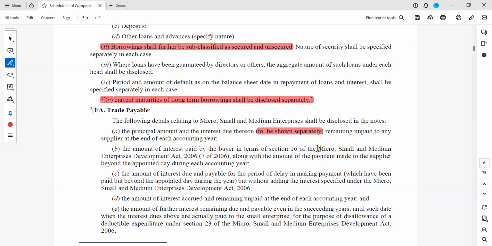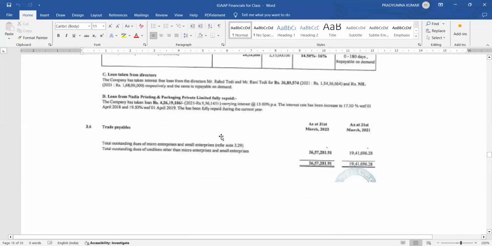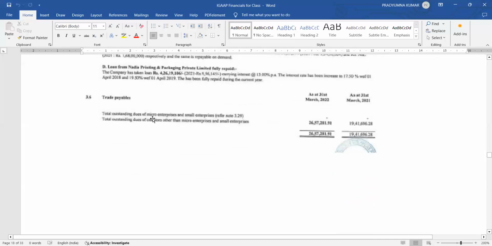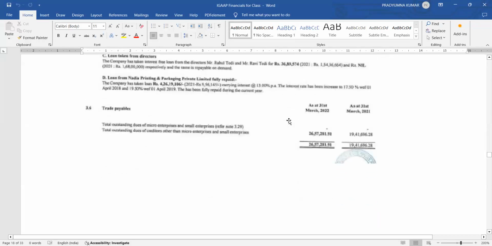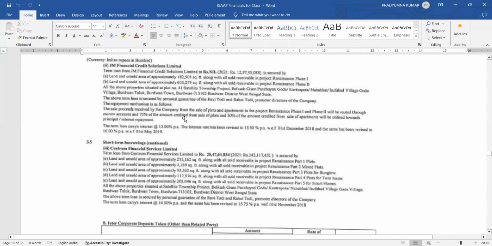Usually what we do is club it and show it. See, in the entire financials whichever I have taken, they have prepared very nicely. If you see here, I will go to trade payable. Total outstanding dues of micro enterprises and small enterprises is nil. Whether it can be nil. You see, the amount is 26 lakhs 57 thousand 231 hundreds. See, the financials are in rupees hundreds, correct?